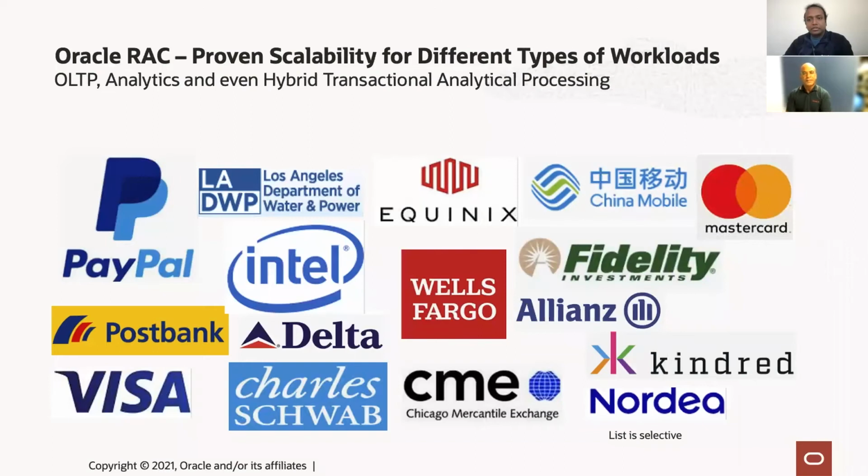As you can see, customers like PayPal and many of our other customers run different kinds of workloads. This is a very small list of all our customers, mainly running OLTP, analytics, or what we call HTAP, hybrid transactional analytical processing workloads. And they have all been able to run these workloads successfully on Oracle RAC without much change.